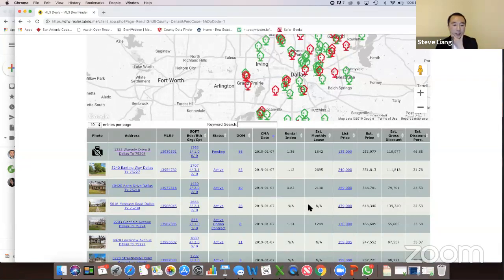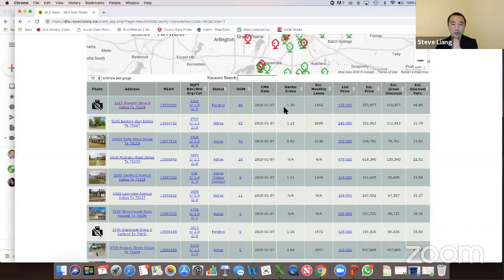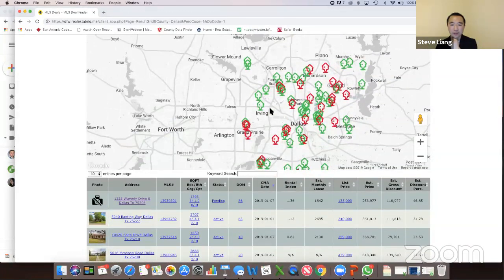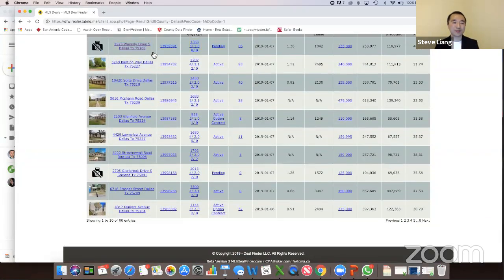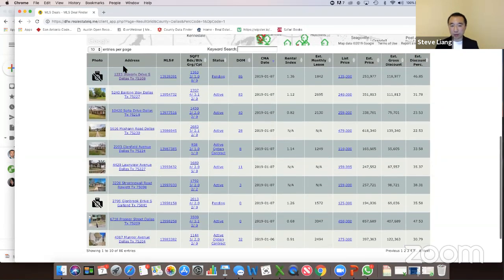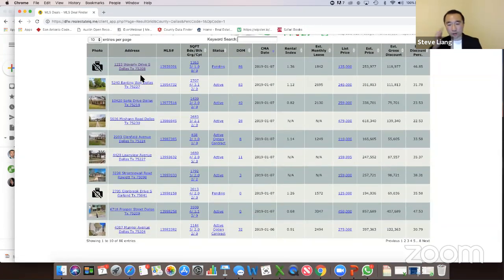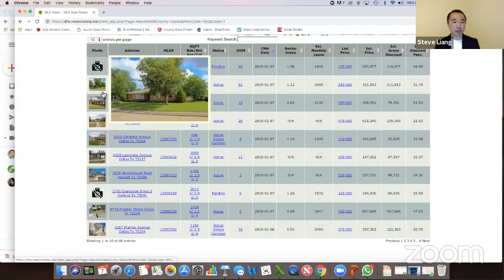So let's look at a deal. We have all these houses. We can find them and click on them, or you can also see these properties over here. I like looking at tables. I'm a little more of an engineer. And so when I look at these properties, we're seeing these houses.